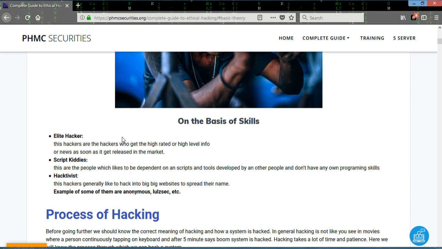Then we have the script kiddies, almost the opposite of the elite hacker. Script kiddies just use scripts and tools developed by other people. They don't even know how to make their own Meterpreter shell. Then a hacktivist is a person who doesn't work for money. He has no intention of monetary gains. He just wants to spread his name and spread his message. A hacktivist is just a person who has some motive and wants to spread his name and his message, and that's all.